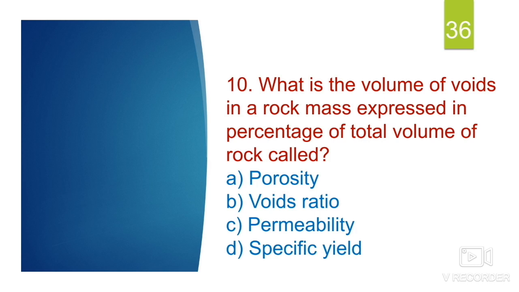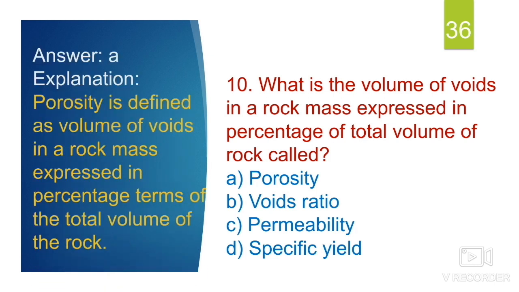Next one is, what is the volume of voids in a rock mass expressed in percentage of total volume of the rock called? Porosity, void ratio, permeability, or specific yield. So it's the definition of porosity that is given here, and the same has been asked. The quantity of groundwater that can be stored in a rock depends on its porosity. Porosity is a measure of the pore spaces in rocks, defined as the percentage of pore spaces existing in a given volume of rock.